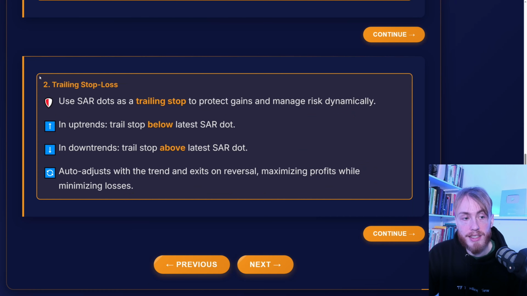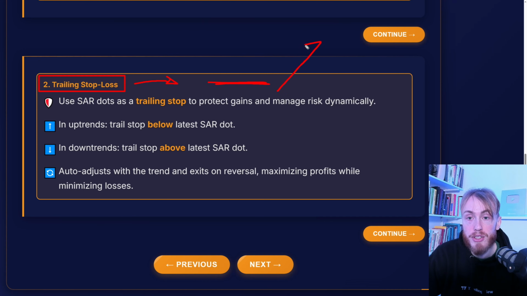And here, yet another very common use case is to use the parabolic SAR as a trailing stop loss. And what is a trailing stop loss? Well, it's basically when your stop loss is not a static horizontal level, but rather follows the price.